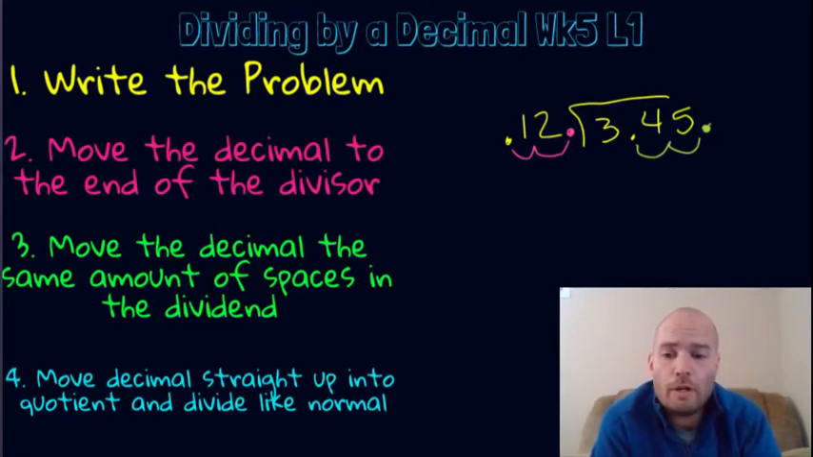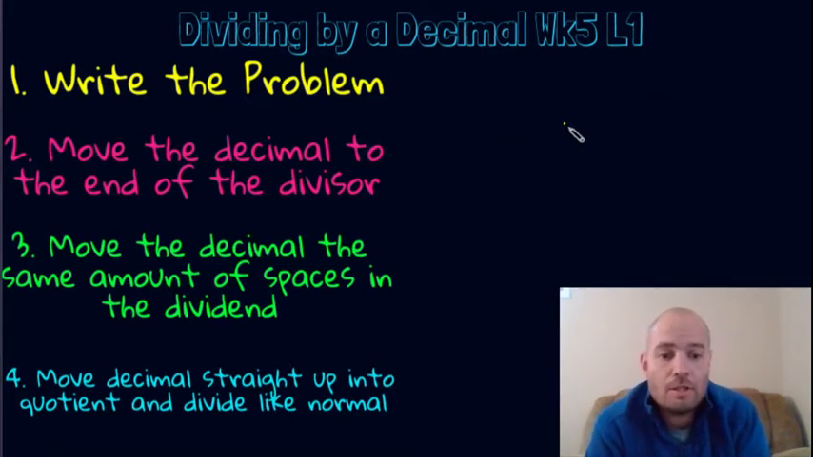Step number 4 is going to be moving the decimal straight up into the quotient and divide like normal. So we're going to take this decimal that I moved here, and it is going to come straight up into my answer line. So as I'm dividing 12 into 345, if I need this decimal, it's there, all right? Because when we divide, the decimals come straight up. In this problem, we wound up with 2 whole numbers.